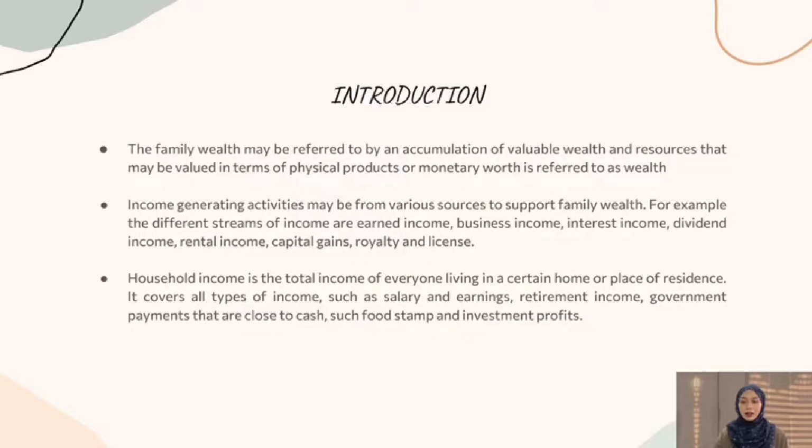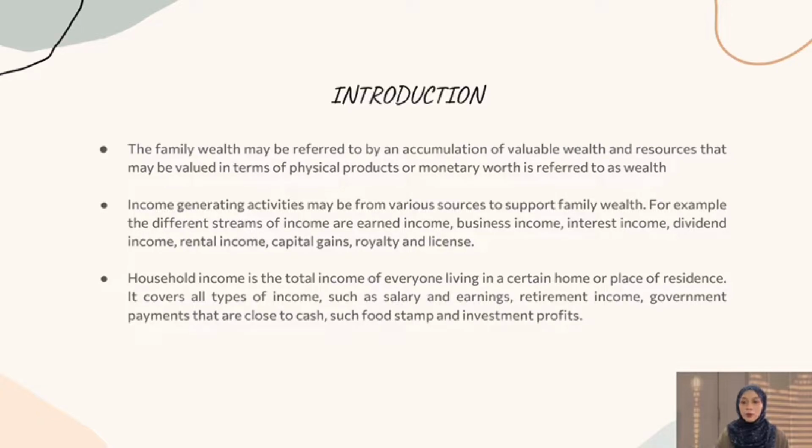First is introduction. Family wealth may be referred to as an accumulation of valuable resources that may be valued in terms of physical products or monetary worth. Income-generating activities may come from various sources to support family wealth. For example, the different streams of income are earned income, business income, interest income, dividend income, rental income, capital gain, and royalty and leasings.